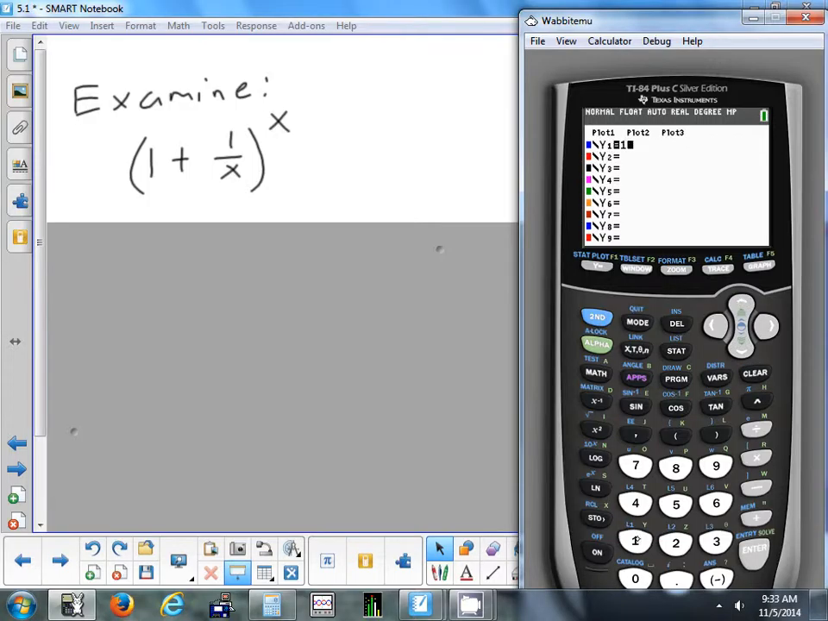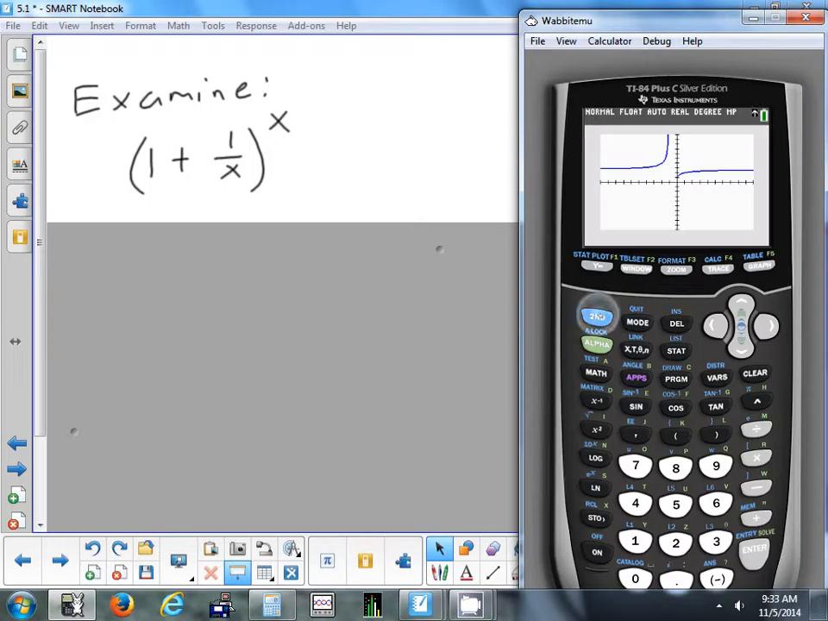So you get 1, put it in parentheses, 1 plus 1 divided by x, to the x. I'm going to start with a standard window. Now x can't be 0 because there's an undefined value there. But x can be anything other than 0. Okay. This graph looks like it's really flattening out pretty quick.